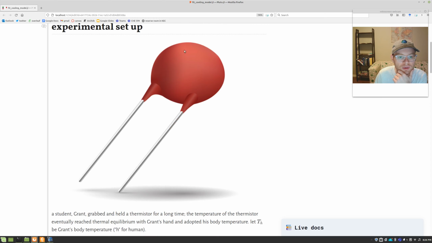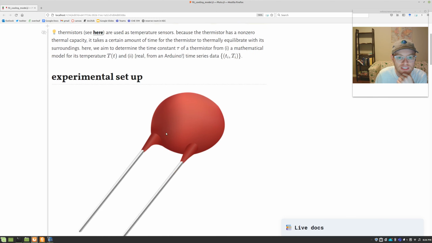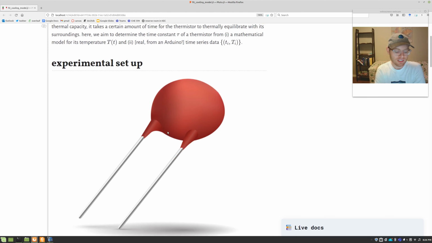So what we're going to deal with today, it's real data from an Arduino, and it concerns a thermistor. Thermistors are often used as temperature sensors, and I use this as an example in my process dynamics class because it illustrates the fact that sensors take a while to respond. In this case, this temperature sensor is going to take a while to equilibrate with the air temperature, the air that's in contact with it, and that's because the thermistor itself has a thermal mass.